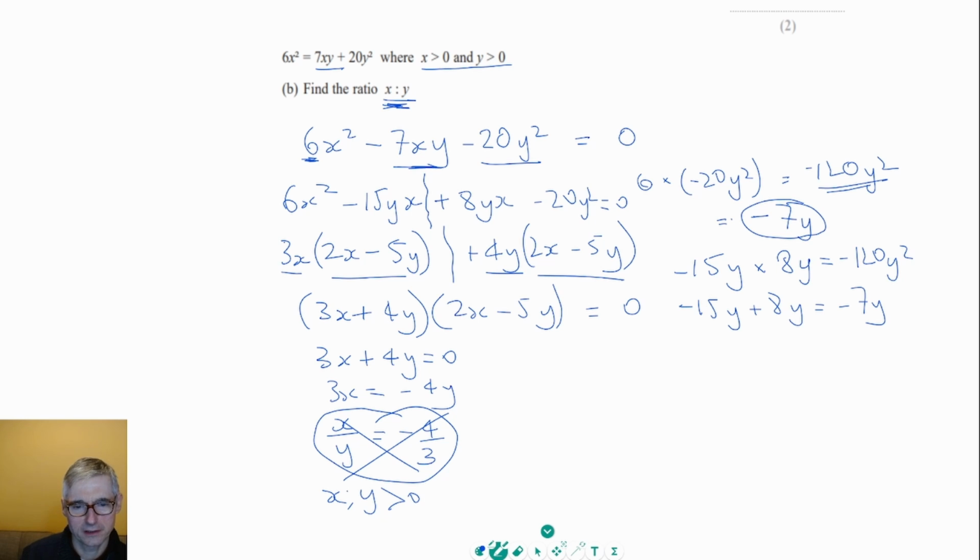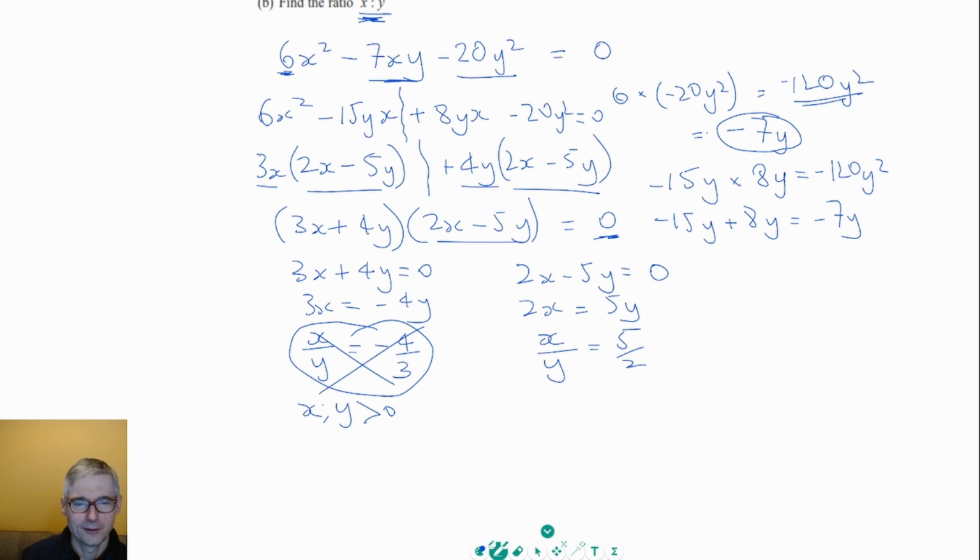So we're going to look at the second bracket there, and we've got 2x minus 5y would have to equal 0, because as with all quadratics, the solution comes from making the bracket equal 0. So 2x minus 5y equals 0. Then if I rearrange that, I've got 2x equals 5y, and then I could rearrange that further and I'd get that x over y equals 5/2. We've done it now really, because we can see that the ratio x to y is actually equal to 5/2.